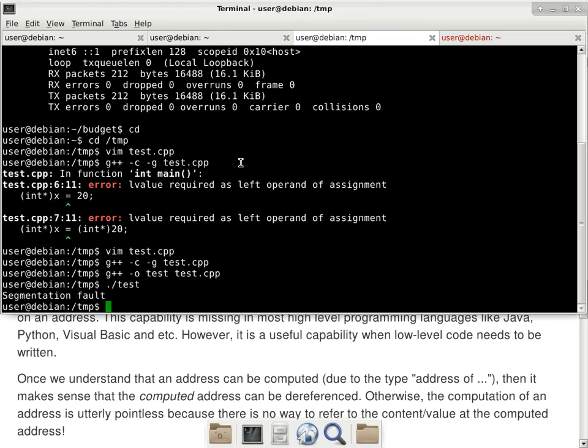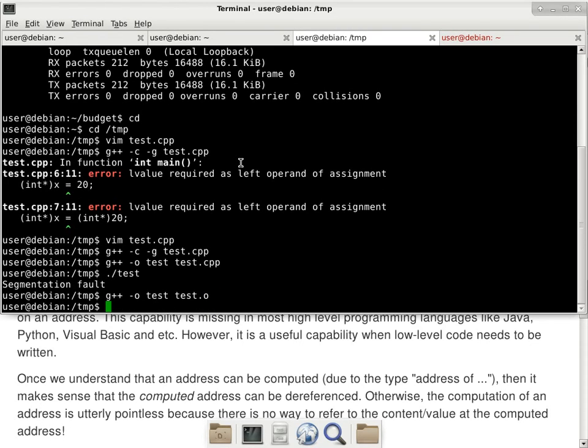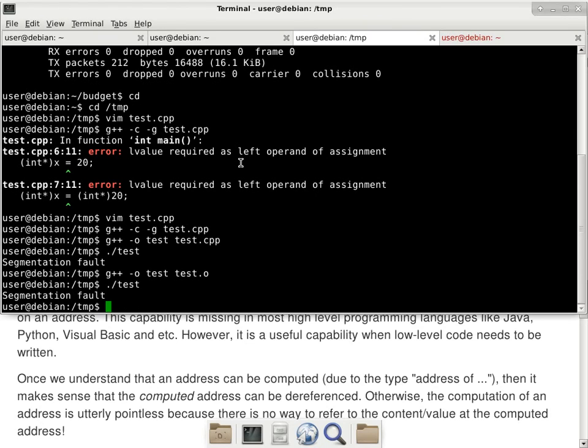Yeah, go ahead. Wouldn't that be because you linked it wrong? You did test.cpp instead of test.o? Oh, actually, well, I made that mistake, but it's actually going to do the same thing too. Yep.